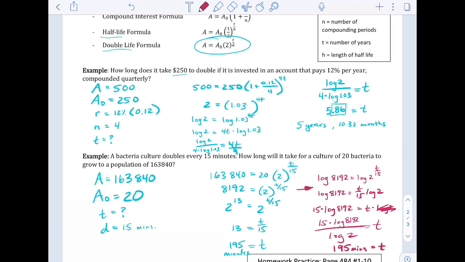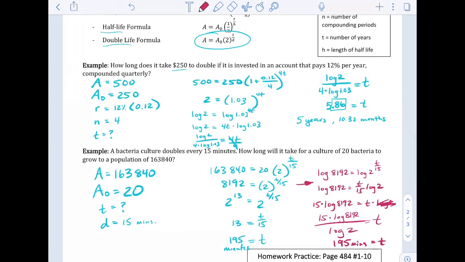So it did not matter. Finding the common base was a little bit faster because I did not have to go through the logs and isolating. But both ways will give you the exact same answer. It doesn't matter how you get there.